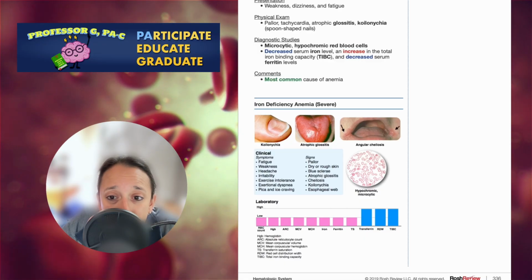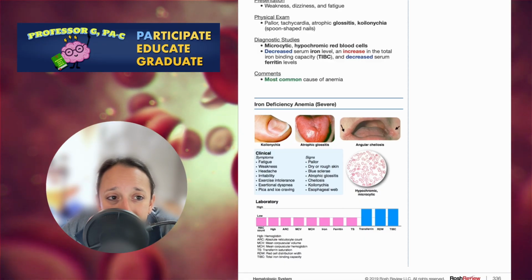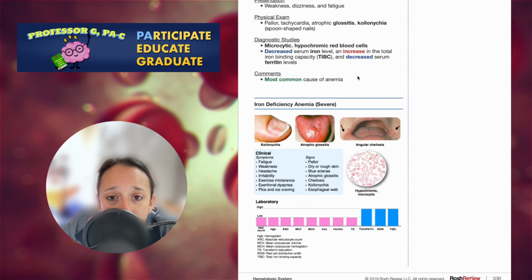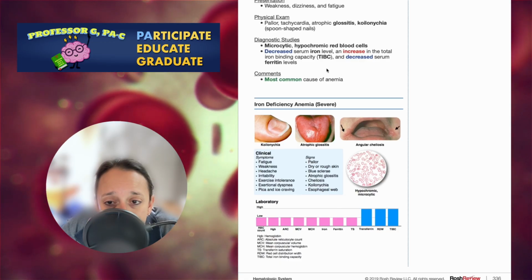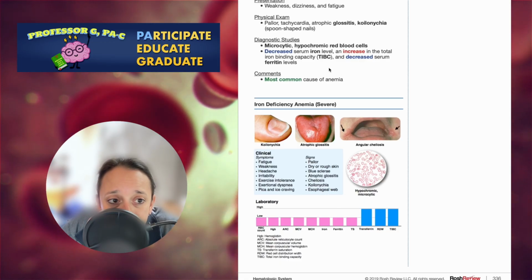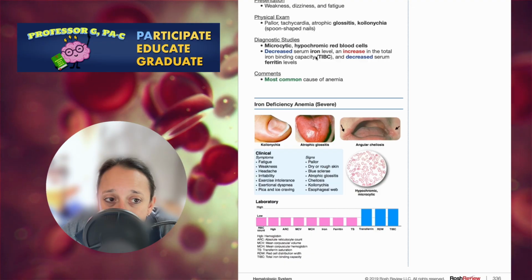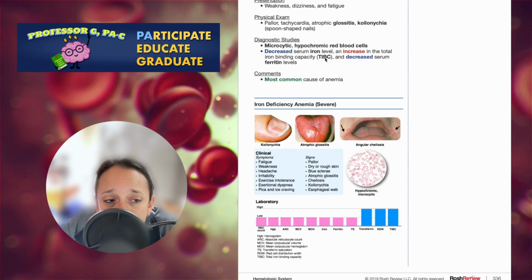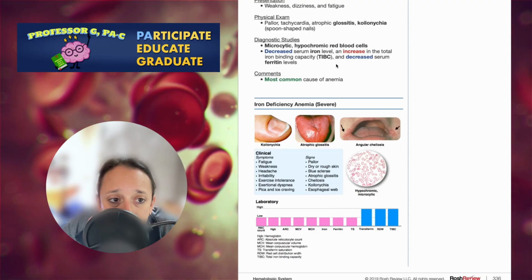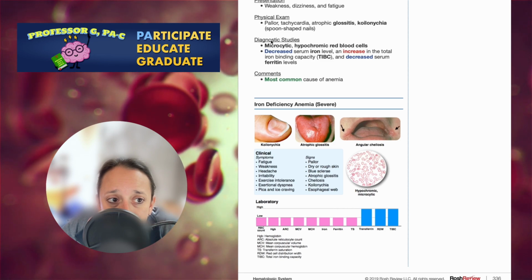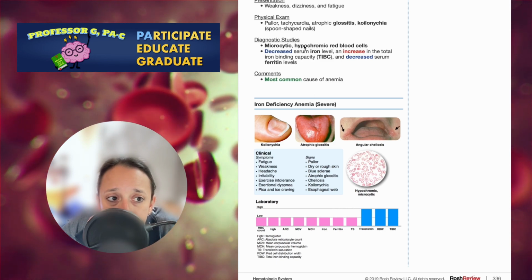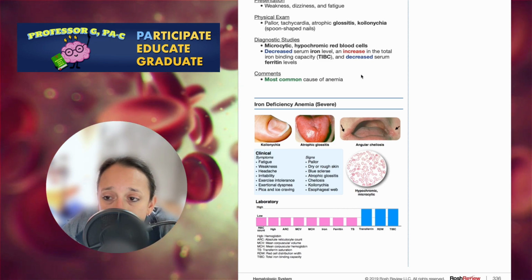Labs. Let's talk about lab work. So on labs, you'll find a pretty classic pattern. You're going to see a low serum iron, a low ferritin, and a high TIBC because you have a lot of sites that are not bound. And you also have a low transferrin saturation. Another thing you'll see on the smear is microcytic hypochromic red blood cells.